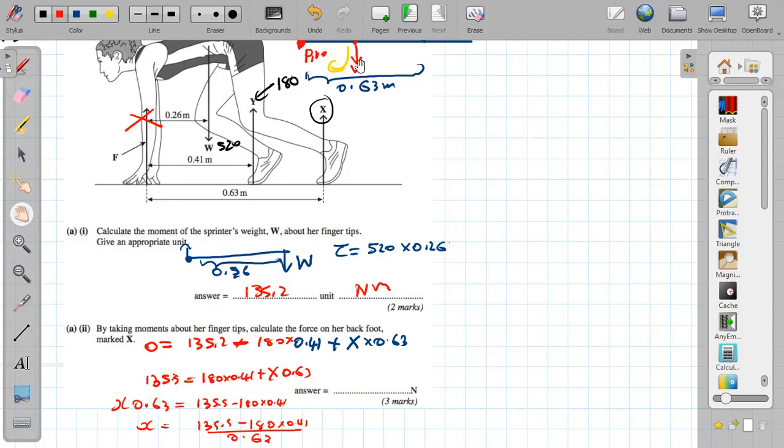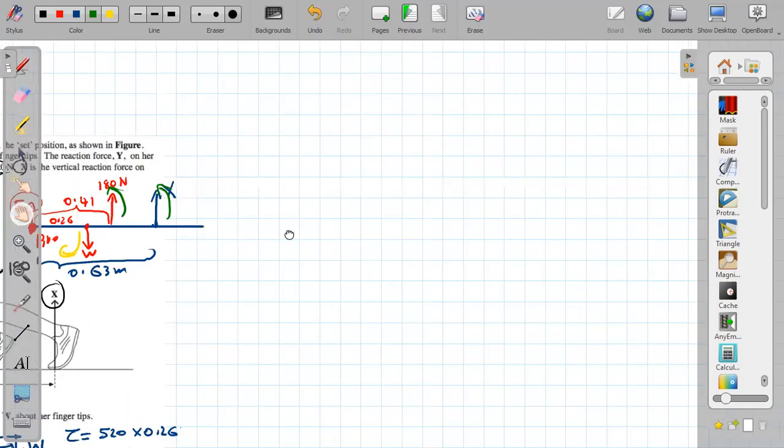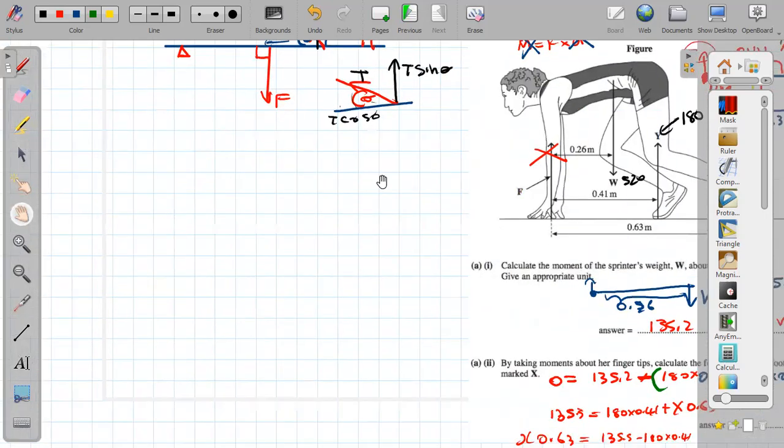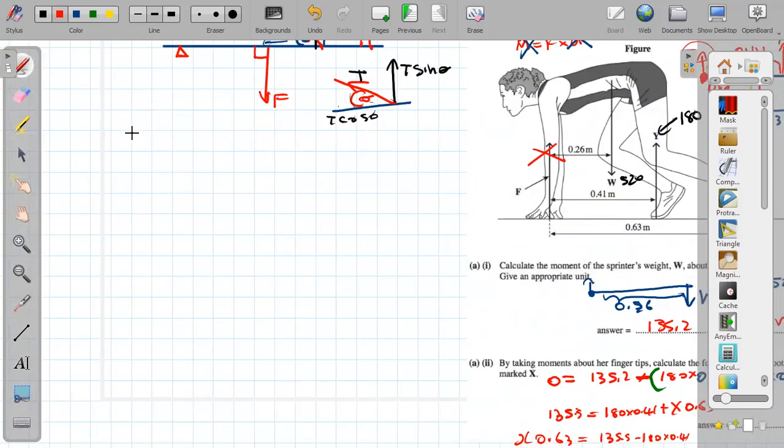Wait, wait, wait. I made a very terrible mistake here. I have to put a bracket around, right? So that we have to take as one. Or you can directly use this method. What is the other method? You can directly use anti-clockwise equals to clockwise. That's the easiest method.